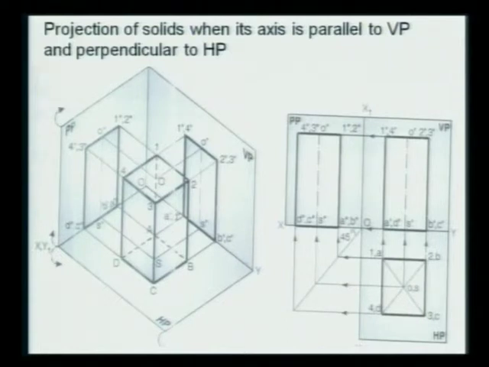Now, let us assume that this is the first quadrant. This table is a horizontal plane, and myself acts as a vertical plane, suppose. So, horizontal plane and vertical plane. This is the first quadrant. You are the observer, and in the first quadrant, this solid is kept on the HP.